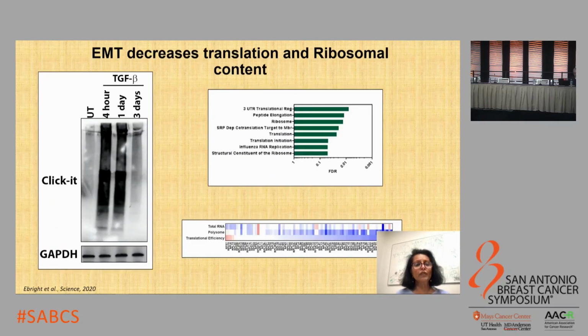So we wanted to look at the relationship of these processes to EMT. So we turned to the MCF10A cells, the mammary epithelial line, which when treated with TGF-beta undergoes EMT. It serves as a great model to understand the molecular processes that are involved in EMT.